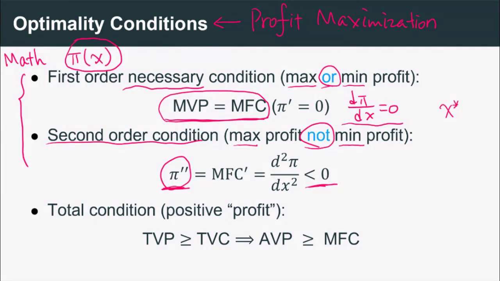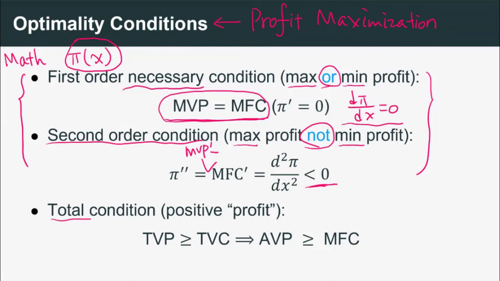Oh, there's a typo here. So pi double prime should equal MVP prime minus MFC prime. So that's the second order condition. And usually the first two conditions will make sure you get a maximum profit. However, these first two conditions didn't exclude the case where you could get a negative profit.